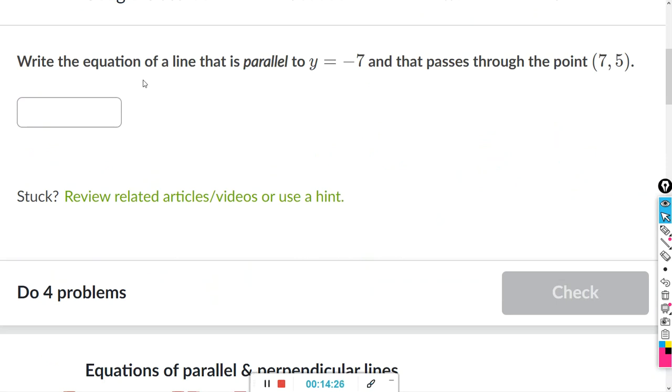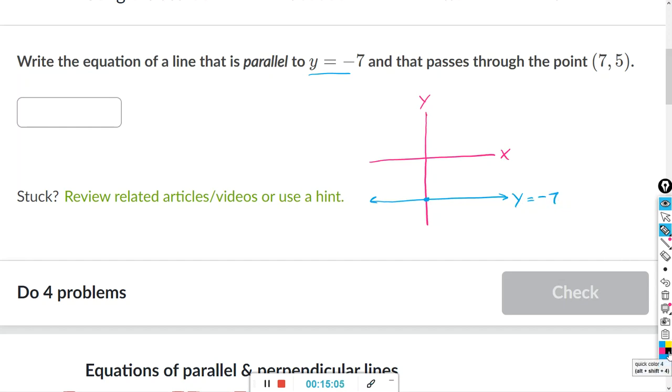Alright, last one. We want the line that is parallel to y equals -7 and passes through that point. So let's see. This is x, this is y. So where is y equals -7? Well, this is the y-axis. It's going to be about right there. So the line for y equals -7 is going to be like that.